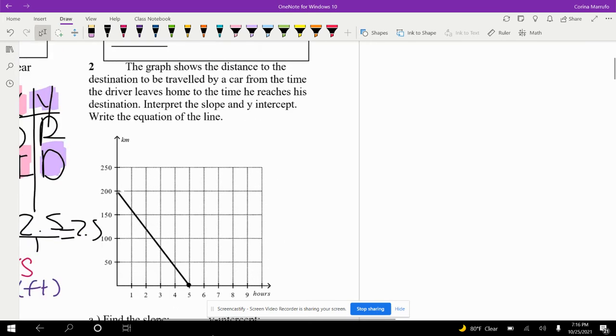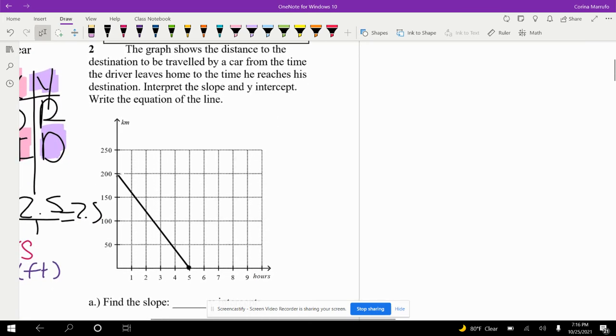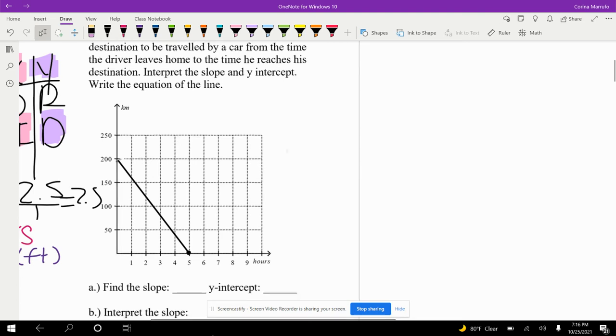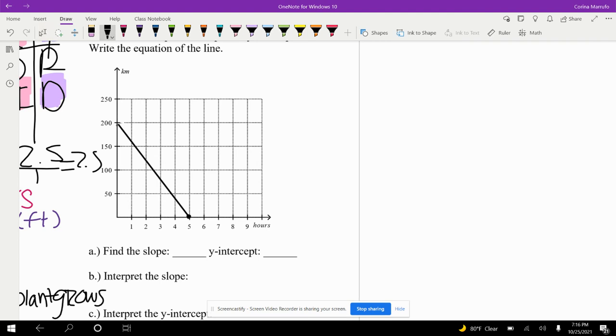Okay, so here's another one. So it says, the graph shows the distance to the destination to be traveled by a car, from the time the driver leaves home to the time he reaches his destination. Interpret the slope and the y-intercept. Write the equation of the line. So as we can see here, it crosses the y-axis at 200. So our y-intercept is 200. Our slope, let's go ahead and count our rise over run. So this is counting by 50s, okay? So it's going to be 50 here, plus another 50, that's 100. Another 50, that's 150, that's 200. So 200 down.